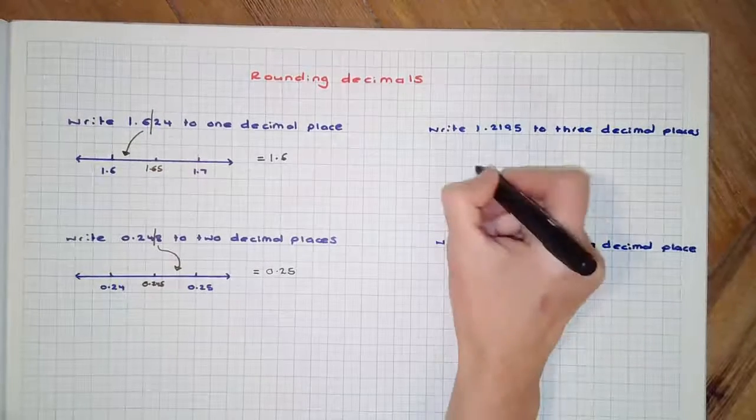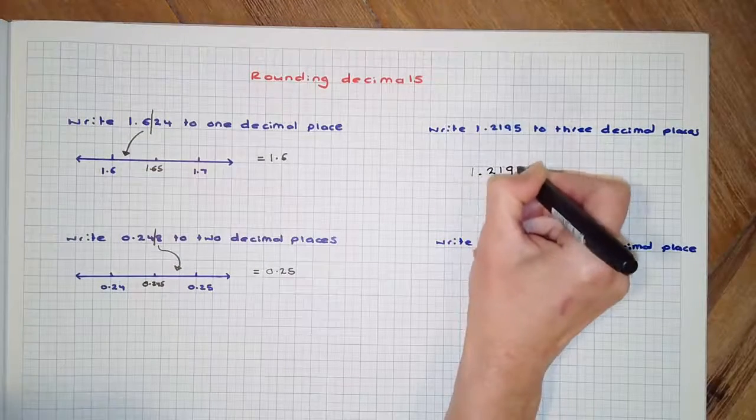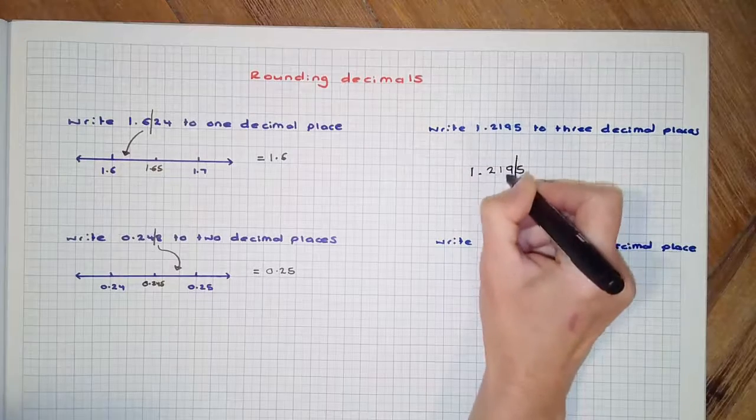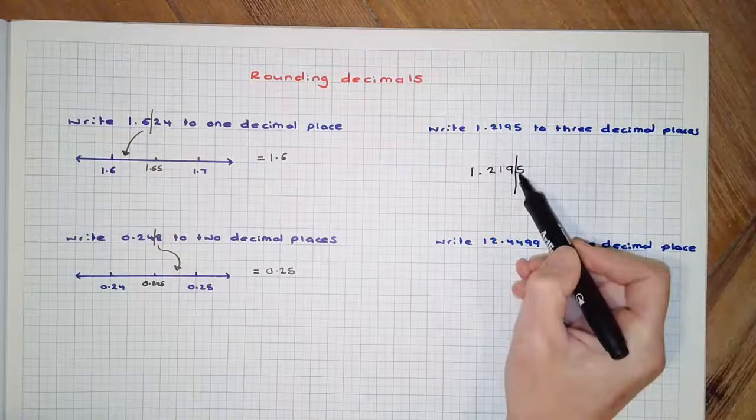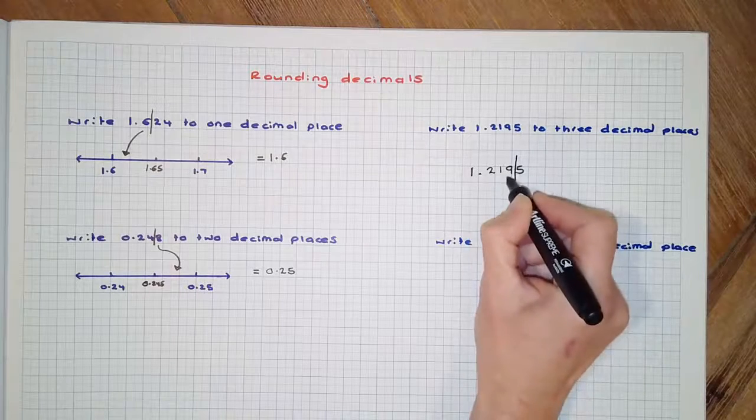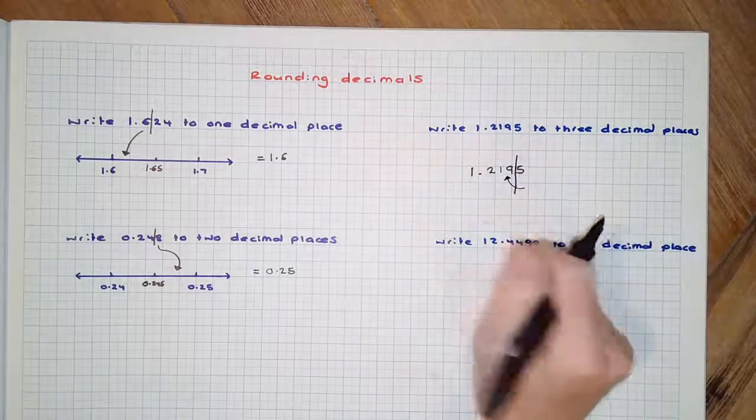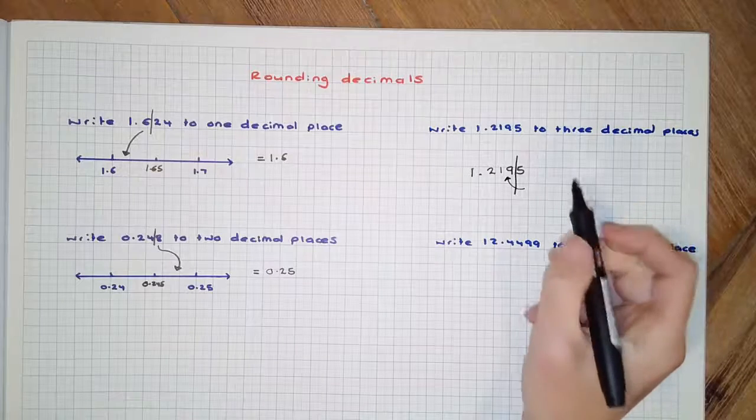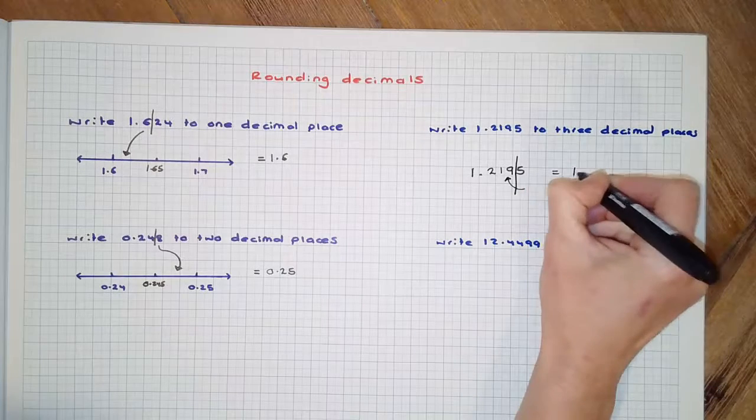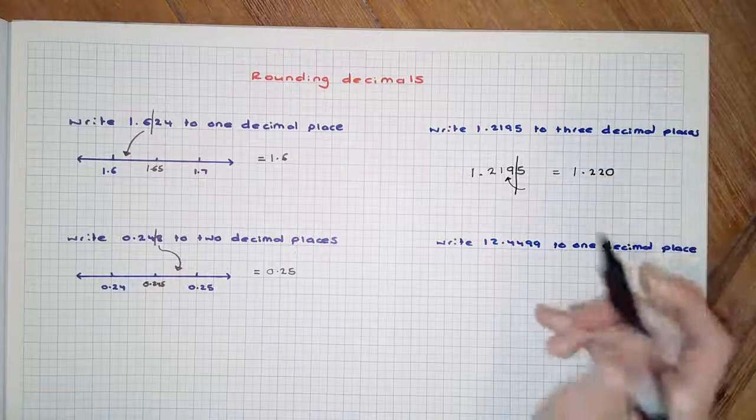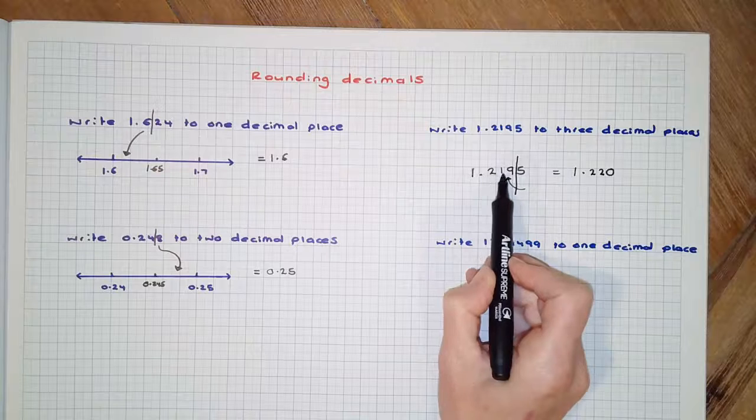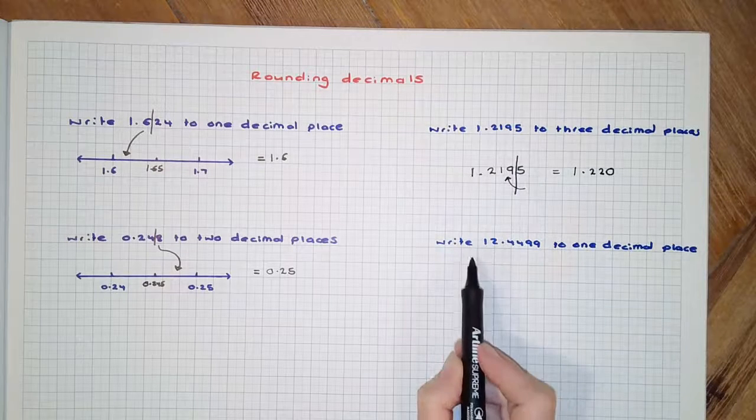So, for example, 1.2195, writing to three decimal places. The rounding digit here is 9. The following digit is 5. Since it's 5 or more, we increase the rounding digit by 1 and discard all the remaining decimal places. Therefore, 1.2195 will round to 1.220. That is, this number is closer to 1.220 than it is to 1.219.